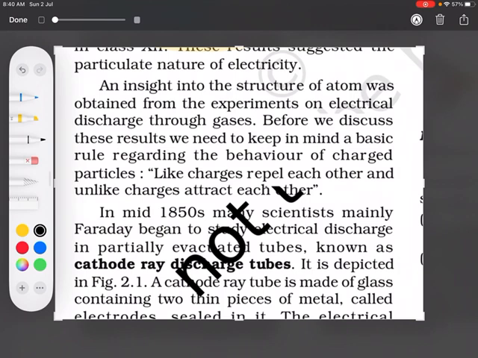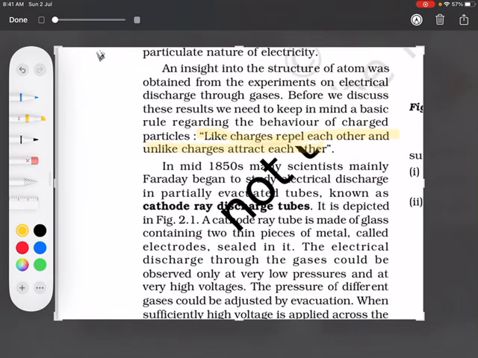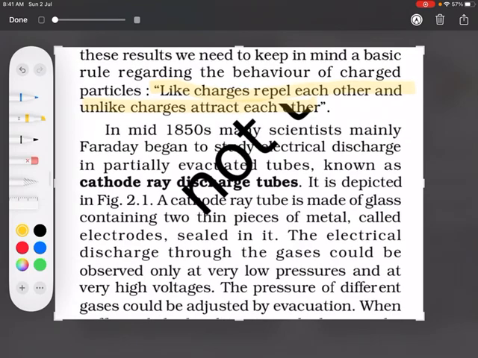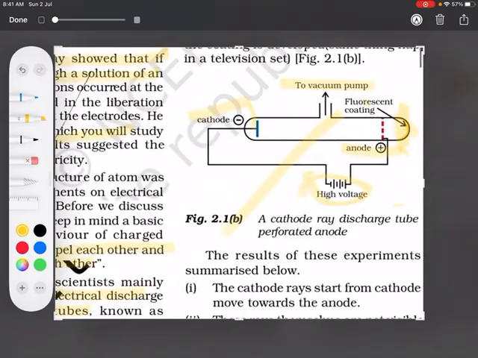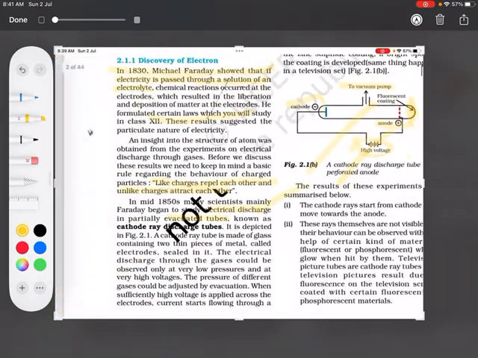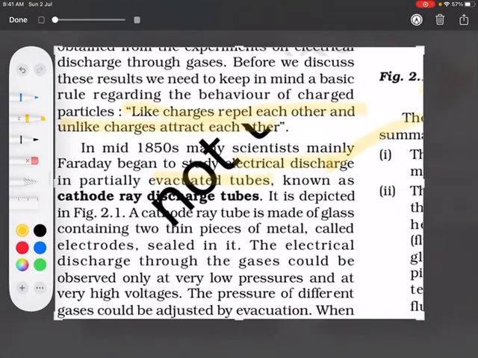Before we discuss this result, we need to keep in mind the basic rule regarding the behavior of charged particles. That is very simple: like charges repel each other and unlike charges attract each other. In the 1850s, many scientists like Faraday began to study electrical discharge in an evacuated tube. The evacuated tube is this, known as the cathode ray discharge tube.